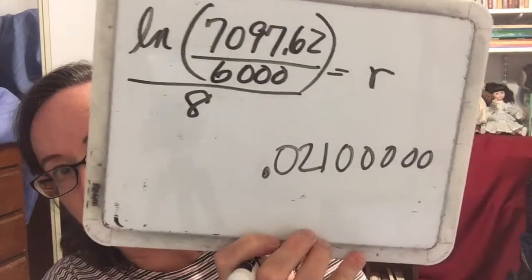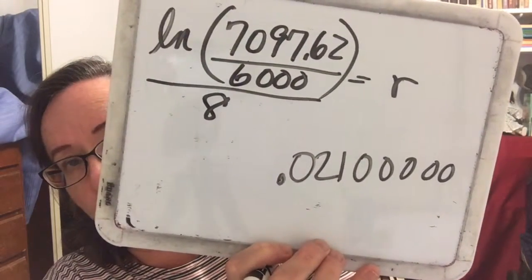So now I'm going to take the natural log and I'm going to plug it in with the 7,097 divided by the 6,000, and then that gives me the natural log. So now I'm going to divide that whole thing by 8, and I get 0.021, 0, 0, 0, lots of zeros after that. Okay, so that is my interest rate.